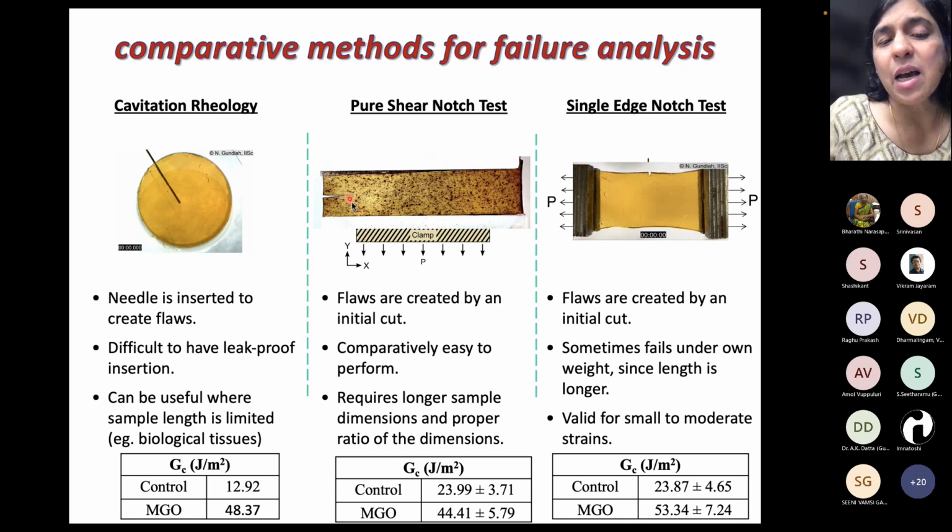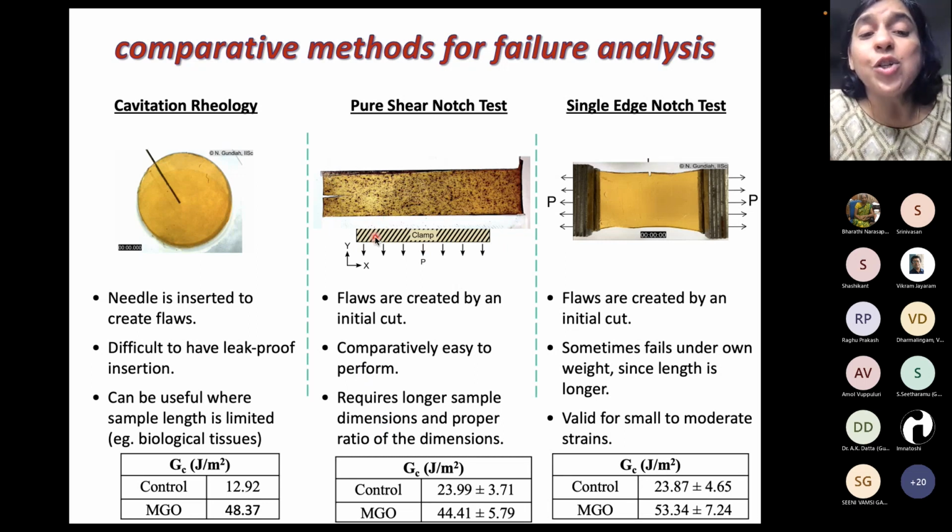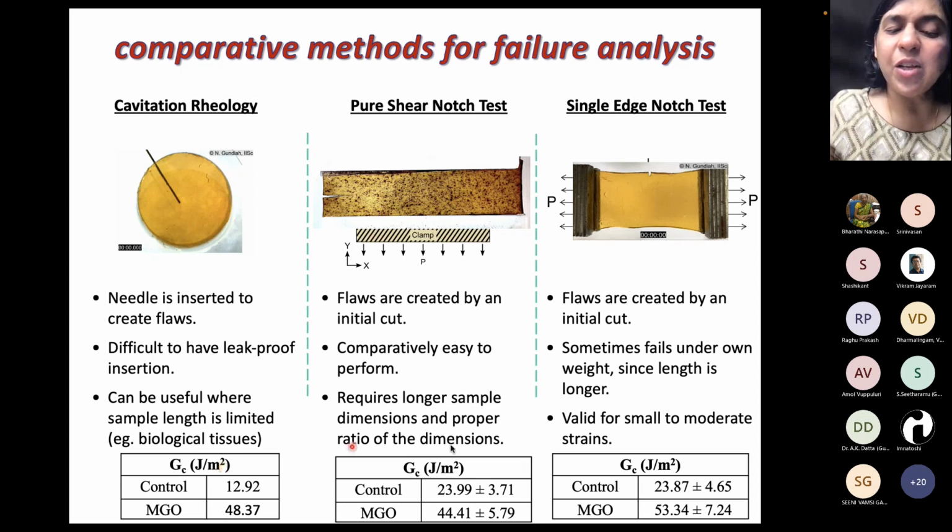We have eyes ahead of the crack tip, and we are showing some very novel mechanisms. These are comparatively easy to perform. They require much longer dimensions and a better ratio of length to width. And we are showing that unlike metals, soft tissues have additional terms that can contribute to failures. So when we finally compare the GC for MgO gels, they're sort of in the same ballpark.